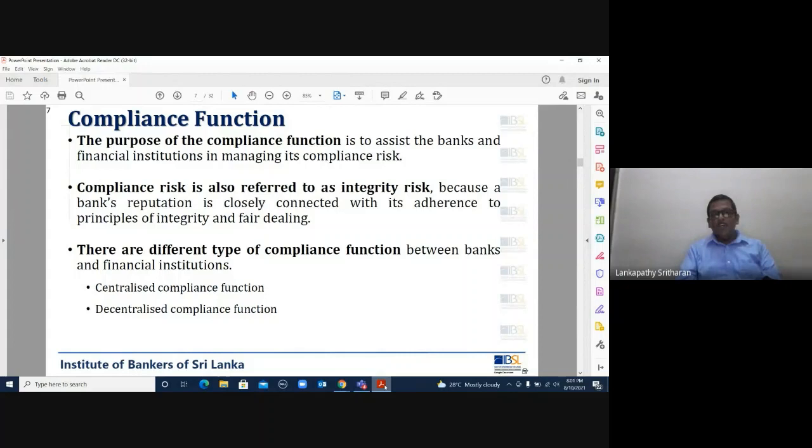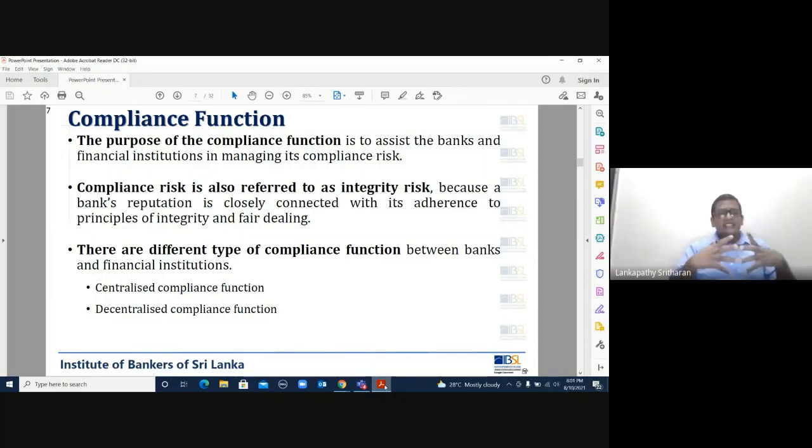So in that case, for example, from time to time the banks and finance companies have to make several reports, even monthly, weekly, as well as quarterly. They have to send several reports to the central bank regulators. Not only regulators, even the Inland Revenue Department: maybe every quarter they have to report their tax-related matters. And if it is a listed bank, from time to time they have to inform the SEC or the Colombo Stock Exchange about any changes relevant to their requirements. So likewise, there may be several regulatory and legal requirements which a bank or finance company has to comply with.